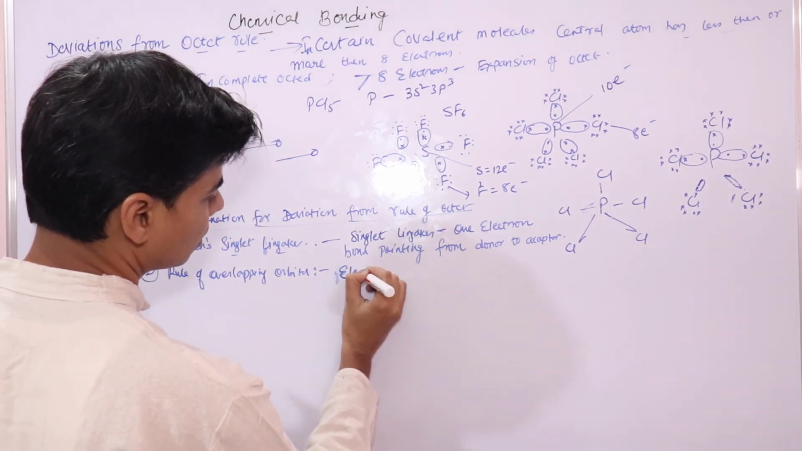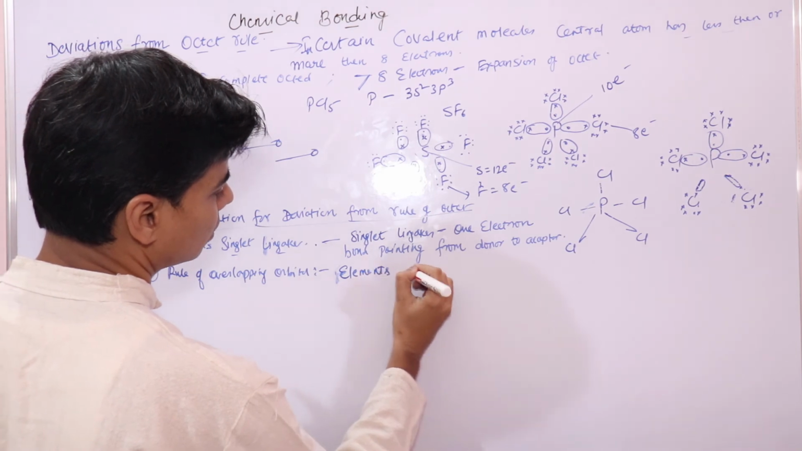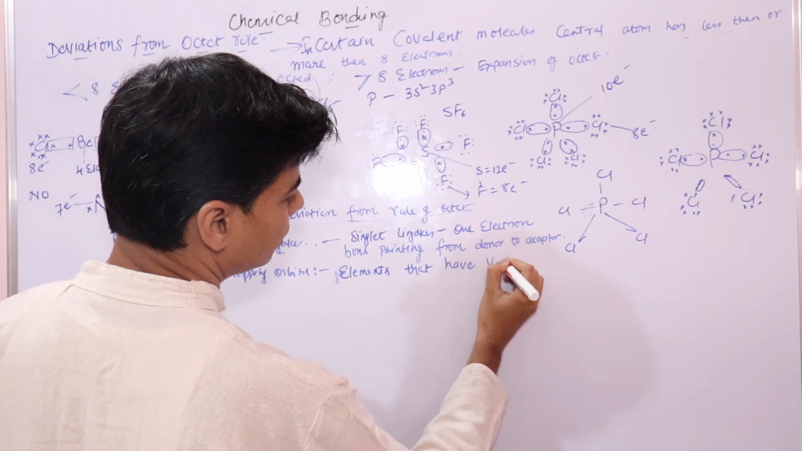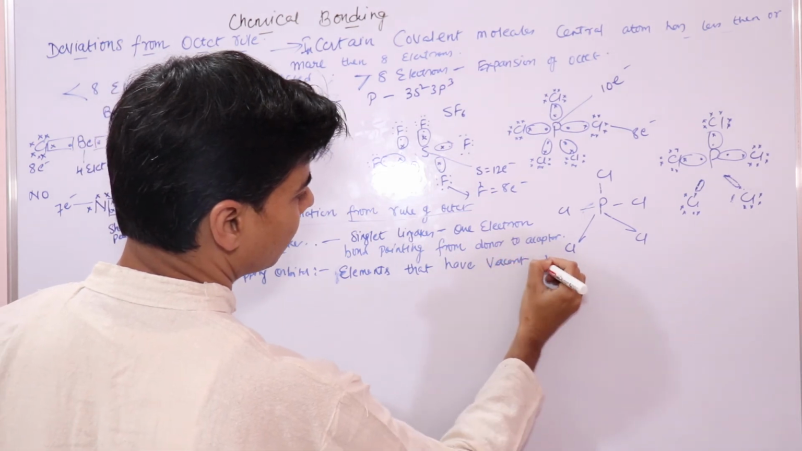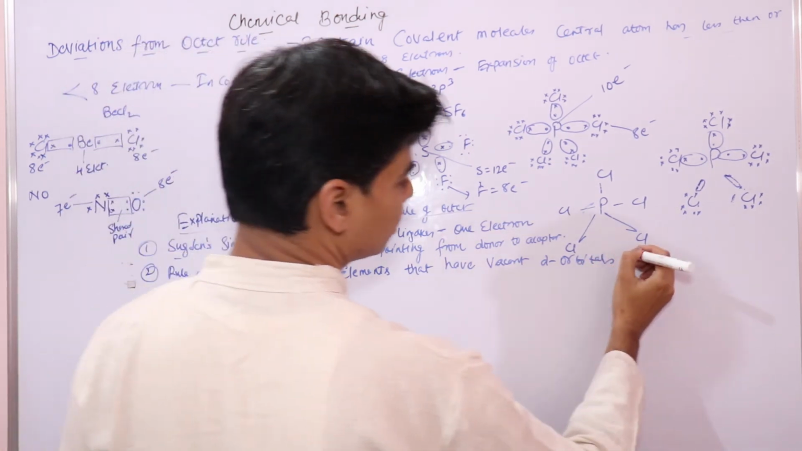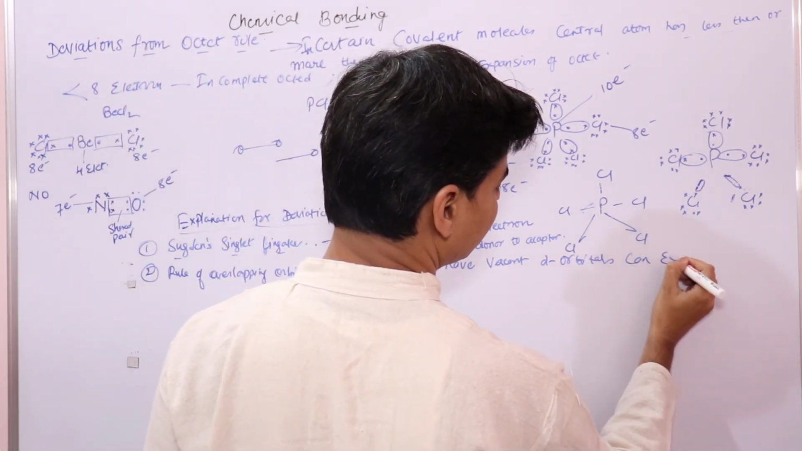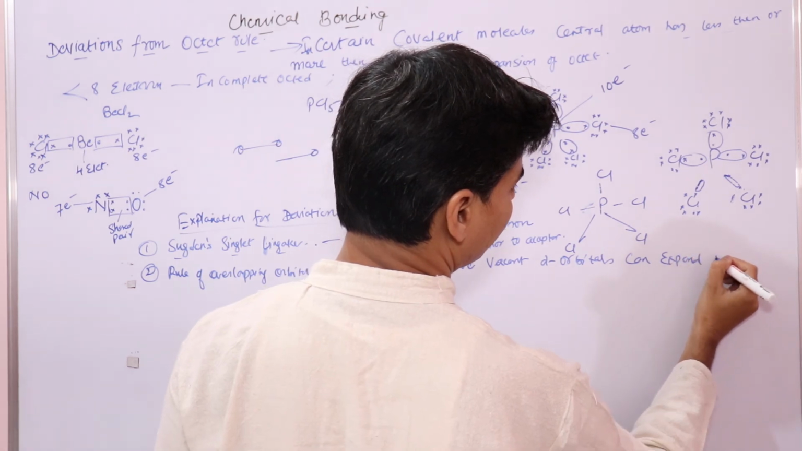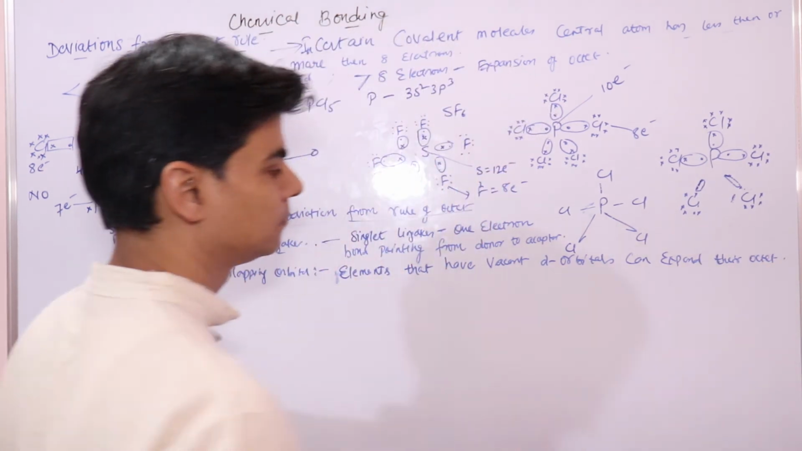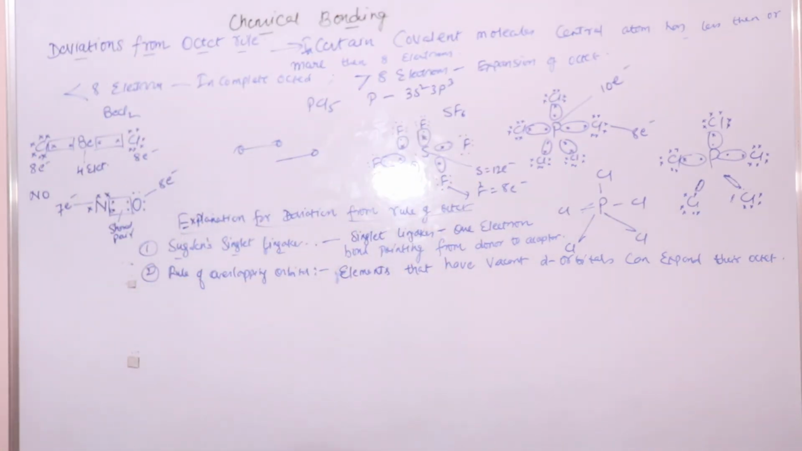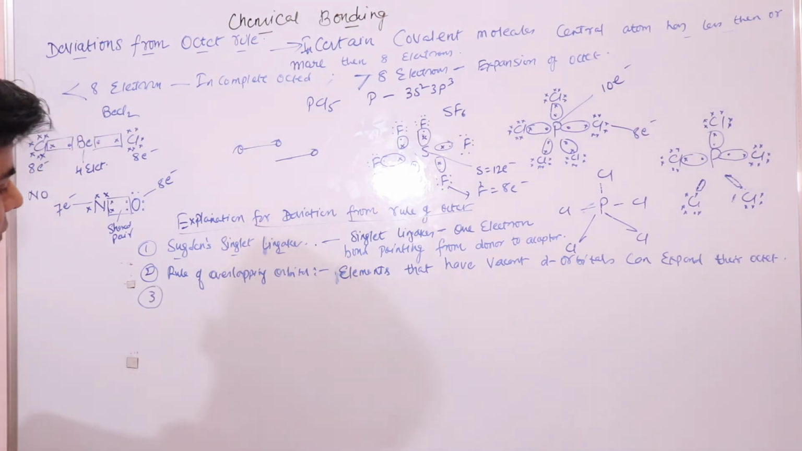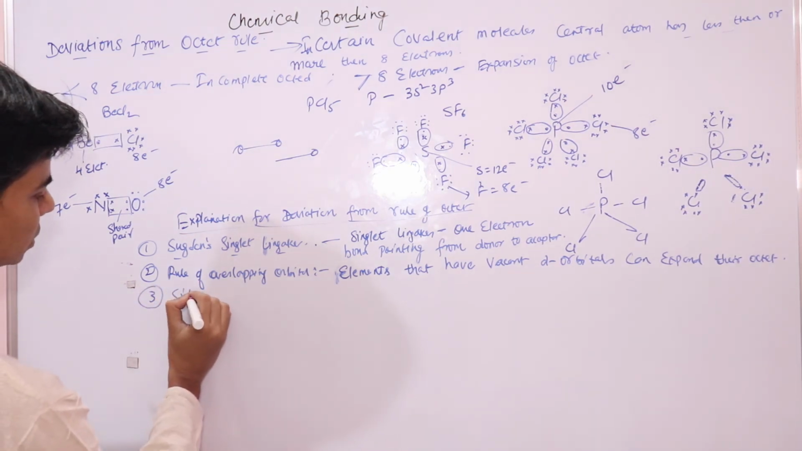elements that have vacant d orbitals can expand their octet. Now there is a third explanation for the deviations from the octet rule, that is Sidgwick's concept.